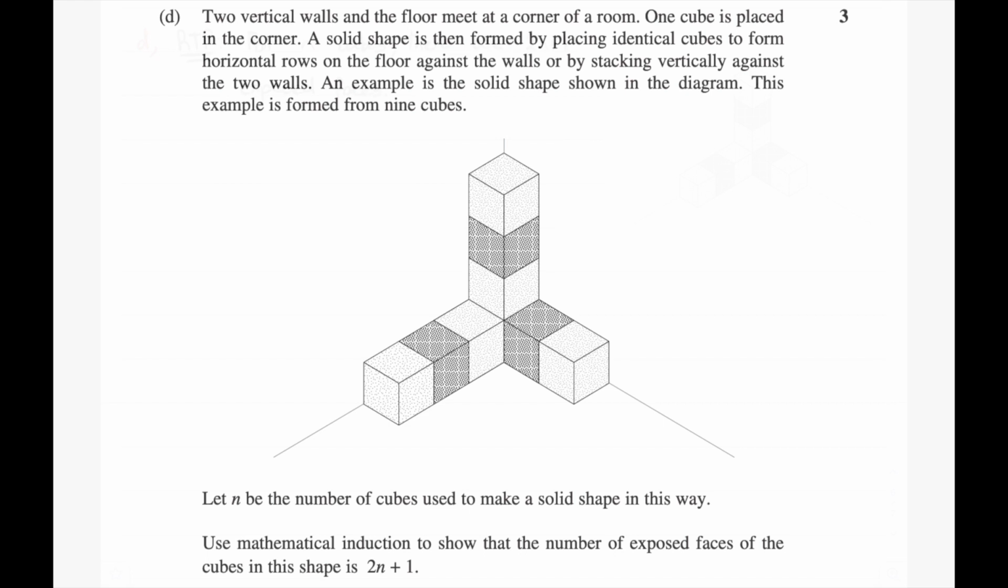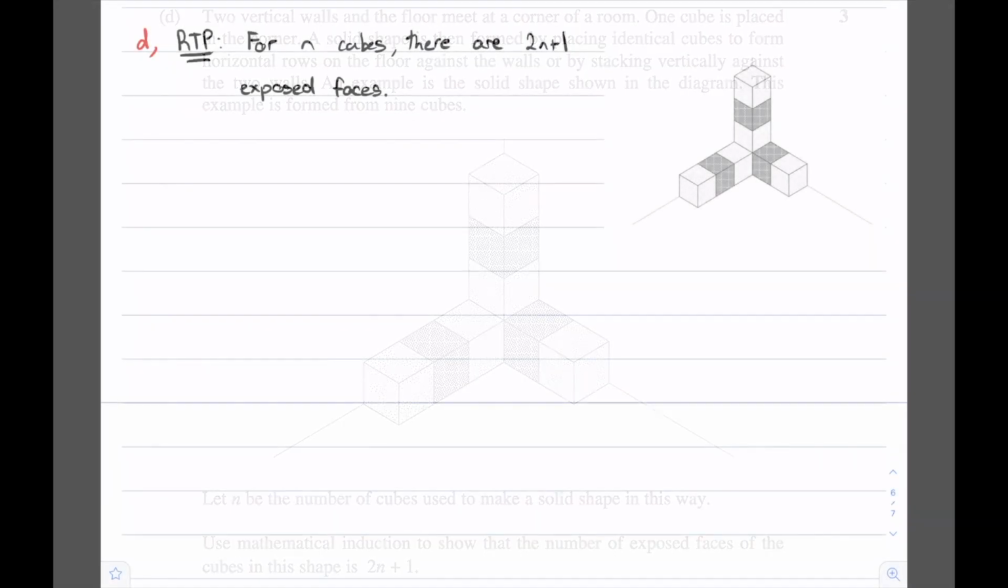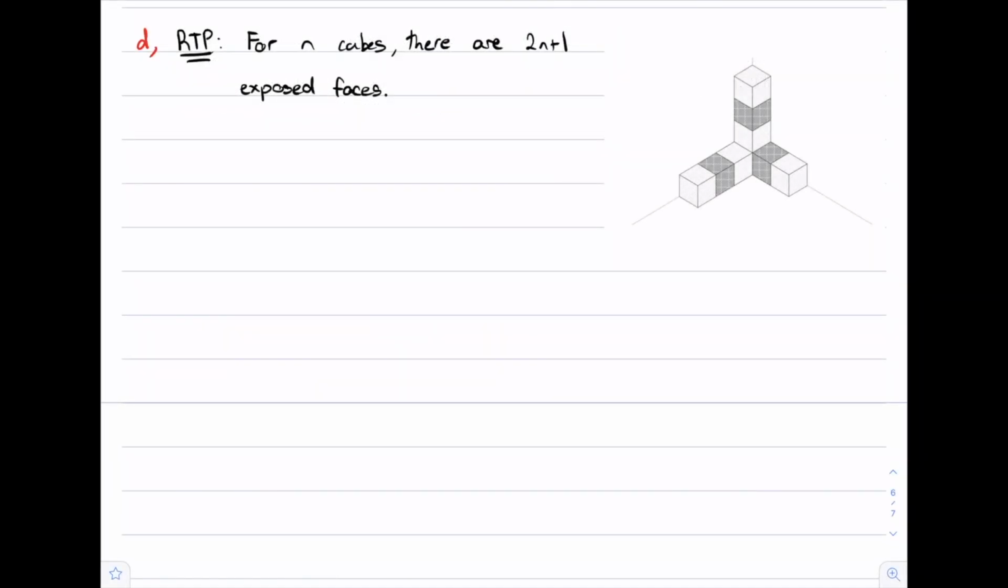Let n be the number of cubes used to make a solid shape in this way, and then use mathematical induction to show that the number of exposed faces of the cubes in this shape is 2n plus 1. So what we're really trying to prove is that for n cubes, there's 2n plus 1 exposed faces. Okay, so it's mathematical induction. We need to start off with a base case. So what would our base case in this case be? Our base case would be when n is equal to 1, where we only have 1 cube.